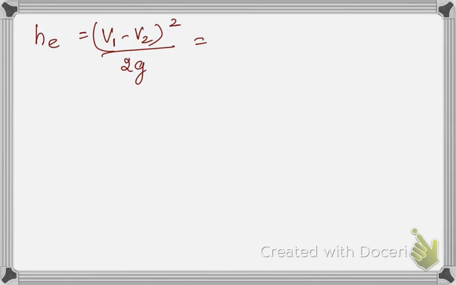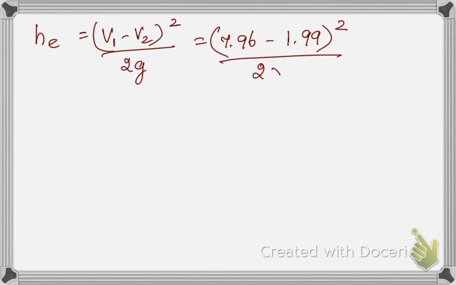So the head loss due to enlargement HE is equal to V1 minus V2 the whole squared by 2G. We have determined all our values, that is V1 is 7.96, V2 is 1.99, the whole square divided by 2 into 9.81. So head loss due to enlargement is 1.816 meter. This is our first answer.